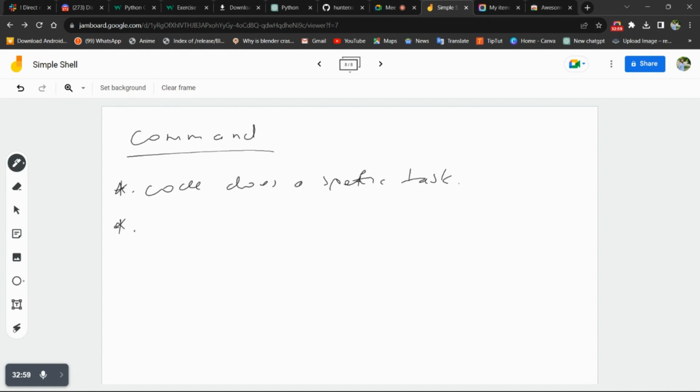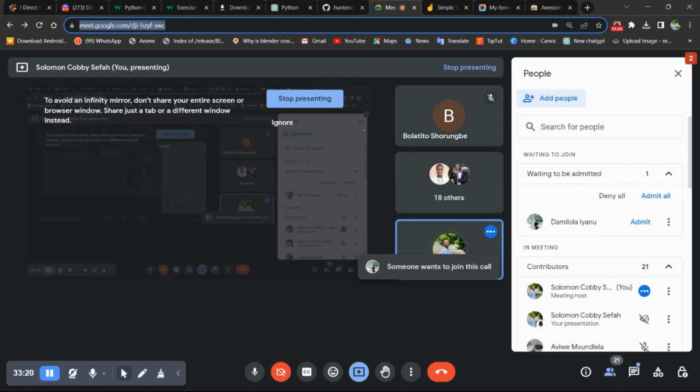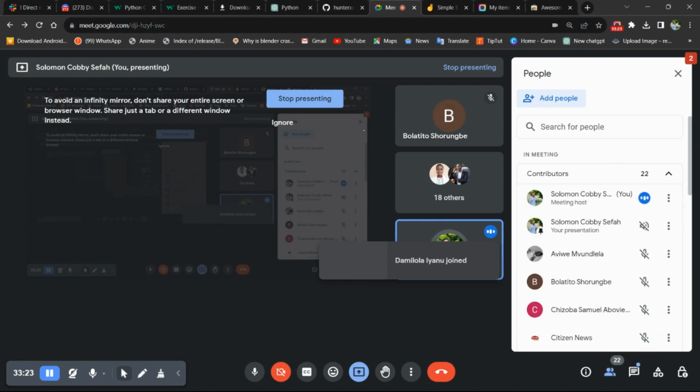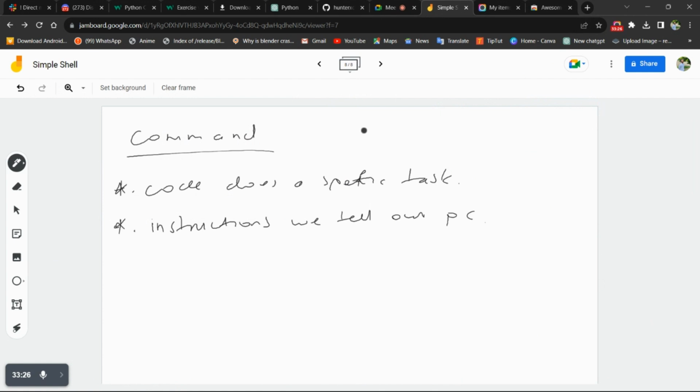So there are instructions that we give to our PC, in this case, the instructions we type on the terminal to tell the computer to do something. Thank you very much. So it's instructions we tell our PC, and it's a code that has a specific task. Both of them are coming from different angles, but they are correct.